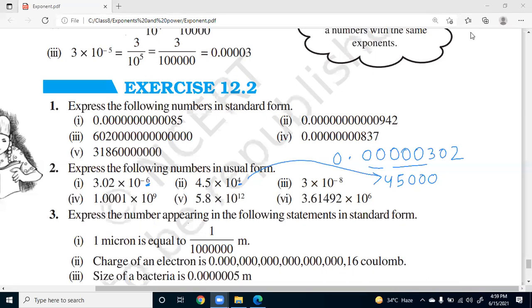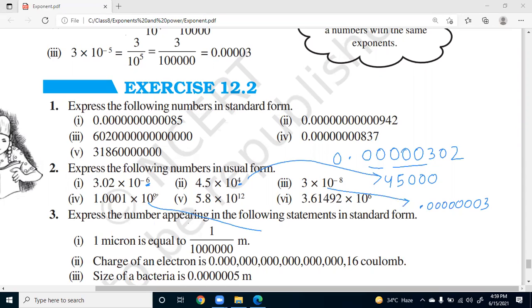Okay, so what do you say for third part? Ma'am, 0.00000003. So 7 zeros you need to put before 3 because see there is 3 into 10 to the power minus 8. So 3 is 1 digit, then 7 digits, so 7 zeros we need to put before 3. Very good.